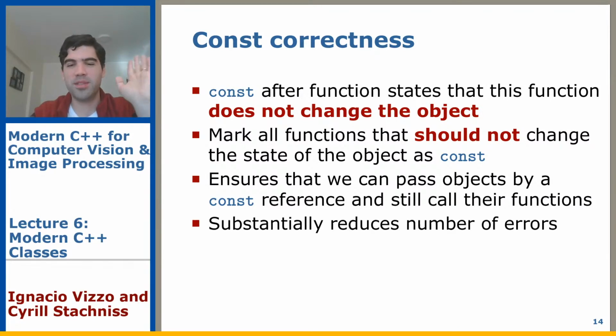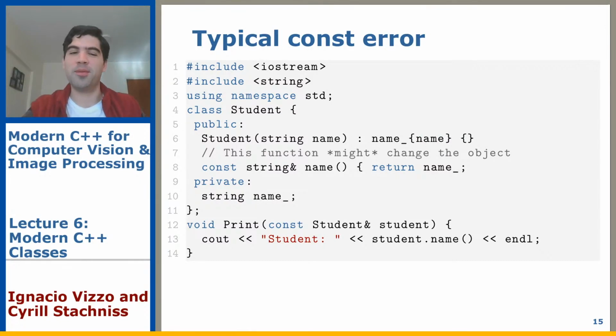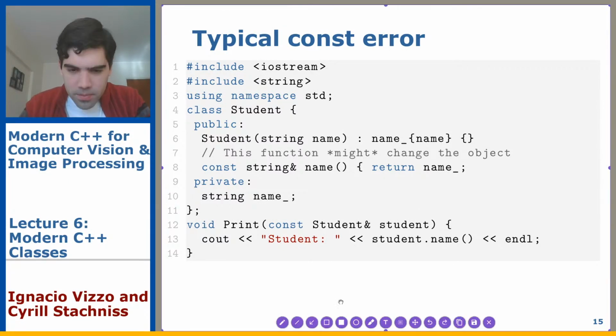Now it sounds weird, but you will most likely struggle. So this is a typical const error. You have a student class, and then you have one data member that is called name, and then for example, there's a typo here. You will have this getter method, and then you want to access this function, right?